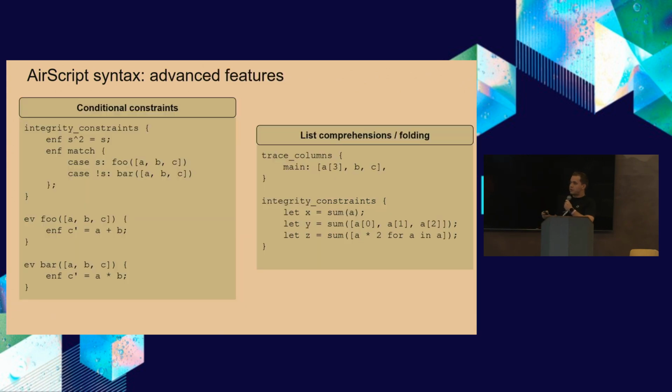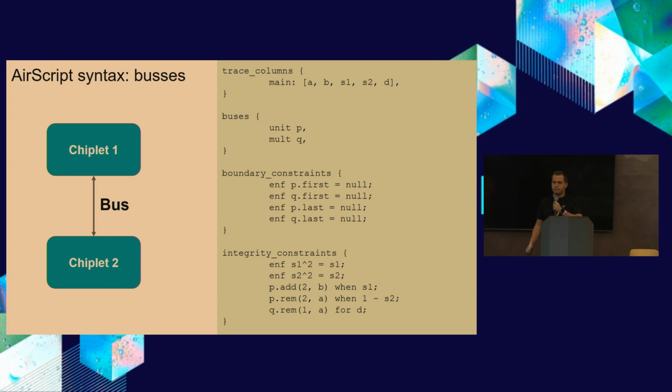We, of course, have made this way more expressive than this. There's conditional constraints. You can use match statements. You can have evaluator functions to group constraints that are reused. There's list comprehensions for those who like Python. All of this is available, so you can already play with this. This is available and working right now.